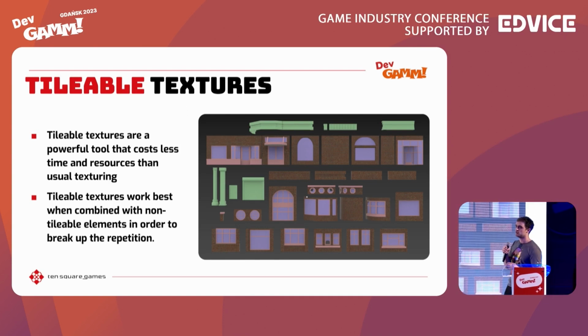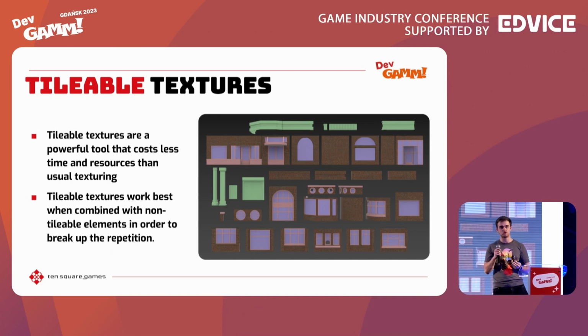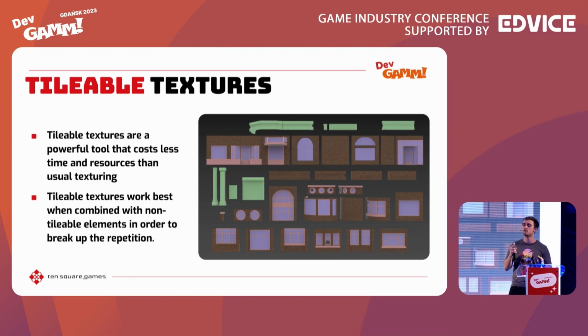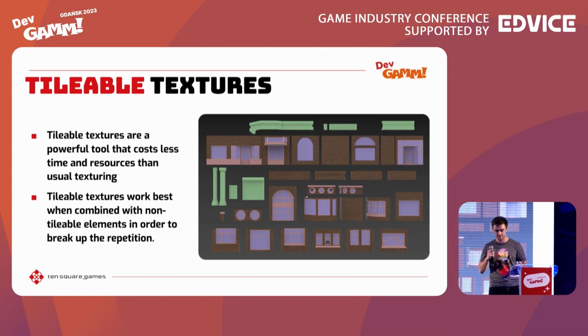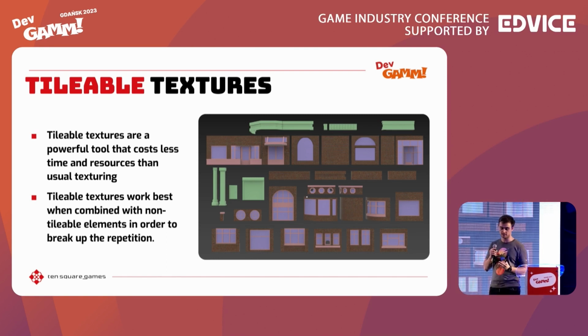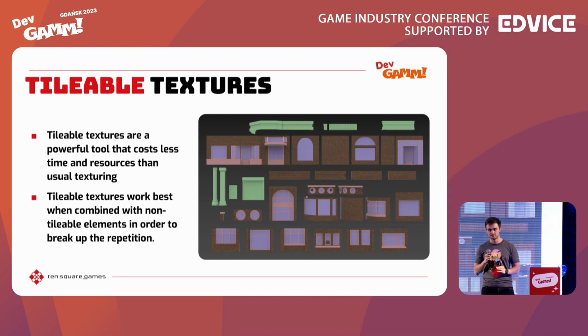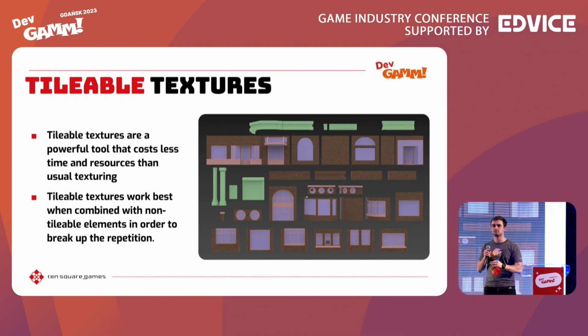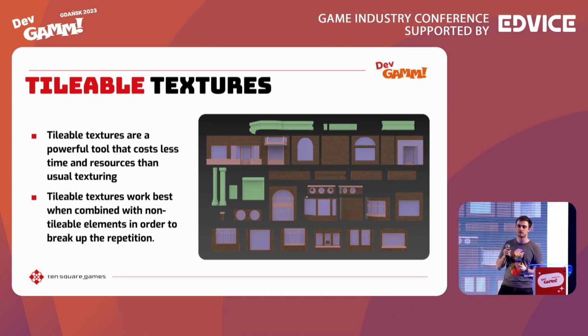However, players are not stupid. If they see the exact same pattern of brick repeating over and over again, they're going to think, well, this is quite low quality, or it may break the immersion they have in the scene. So whilst I really recommend you use tileable textures, it's extremely important that you break it up. Maybe you can't hide it completely, because you can't possibly stop bricks from being bricks, but you have to really put effort into breaking the pattern.